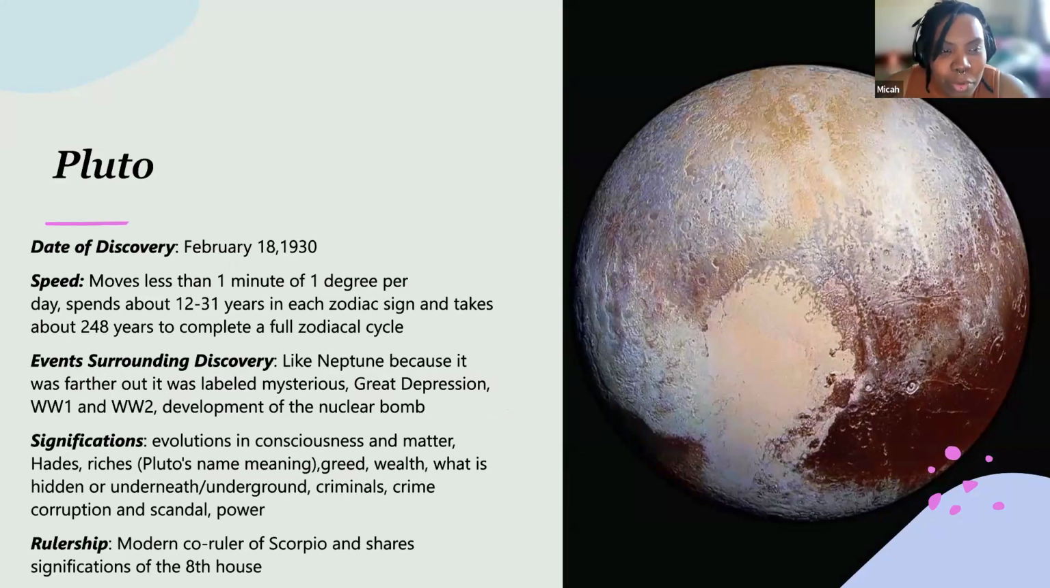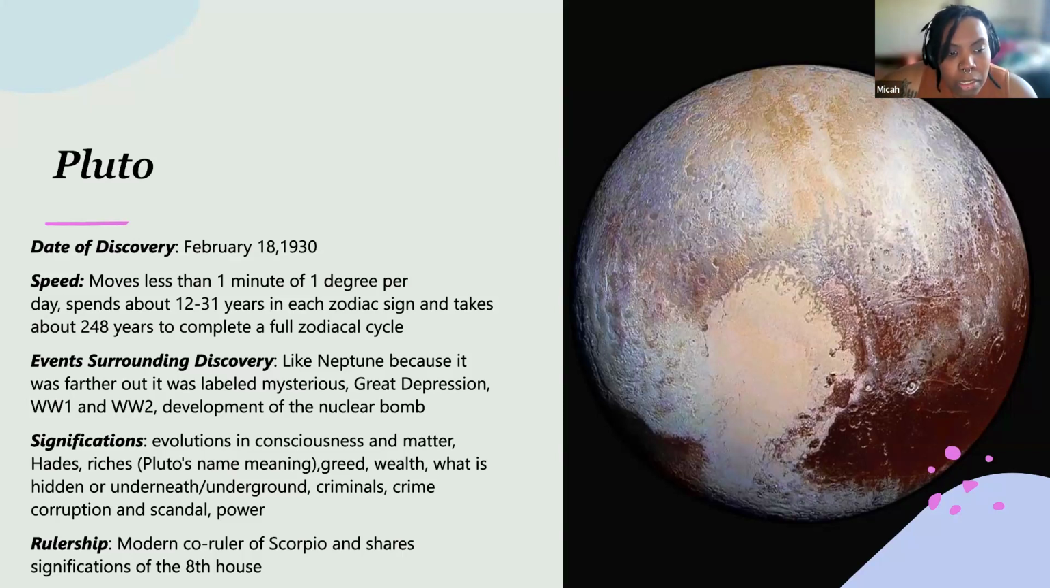Okay, so Pluto moves less than 1 minute of 1 degree per day and spends about 12 to 31 years in each zodiac sign and takes about 248 years to complete a full zodiacal cycle. Like Neptune, because it was further, it was labeled as mysterious. It was also labeled as the planet beyond Neptune. But also the Great Depression was happening, as well as World War I and World War II. Obviously, we know some of the huge things that were happening in those two wars. Development of the nuclear bomb also happened during that time.